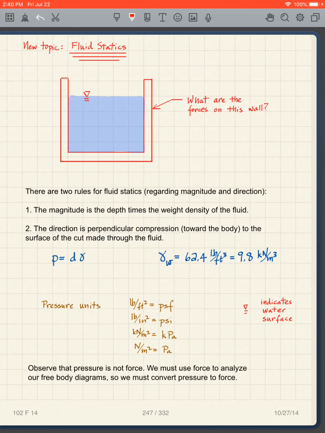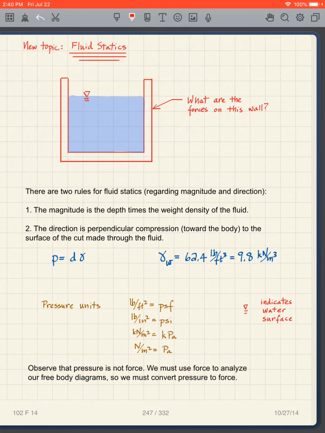And we should note that pressure is not force. When we do our free body diagrams and we work with our equations of statics, we need to use force to analyze our free body diagrams. So we must convert pressure to force. So we're going to be spending time doing that. We're going to get some pressures, then we're going to convert those pressures to forces.